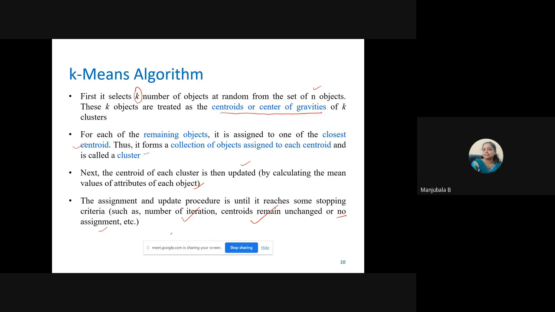Again, you have to fix your termination criteria, whatever you want. Suppose you want a certain number of points in each cluster, or you don't have time and you iterate for only 5 iterations. Whatever result I am getting, with that result I have to be satisfied.